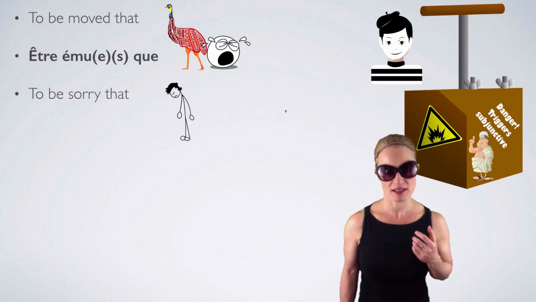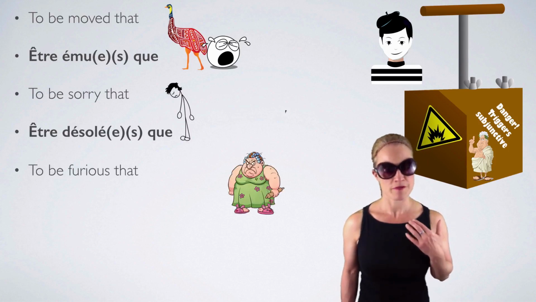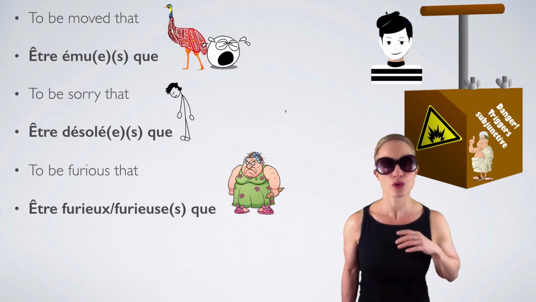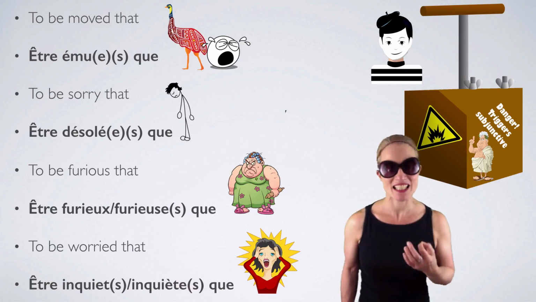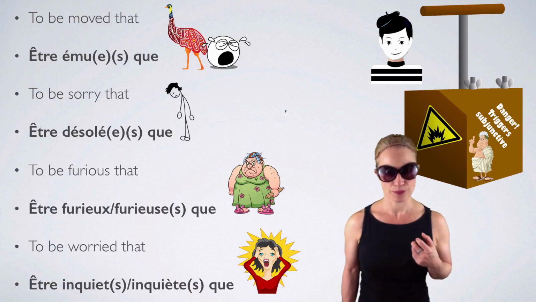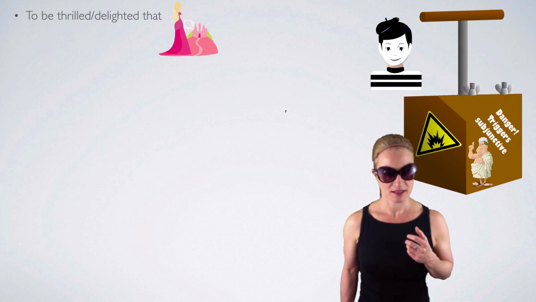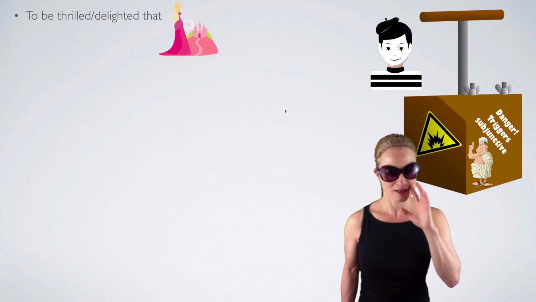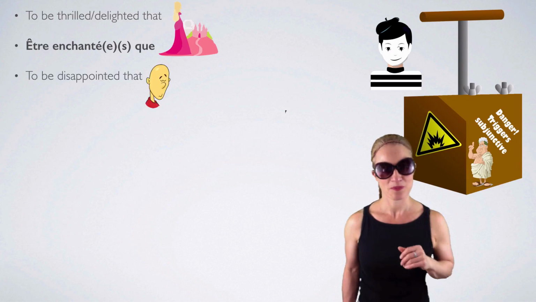To be sorry that: être désolé que. To be furious that: être furieux or furieuse que. To be worried that: être inquiet ou inquiète que. To be thrilled, delighted that. That's an enchanted castle. Être enchanté que.